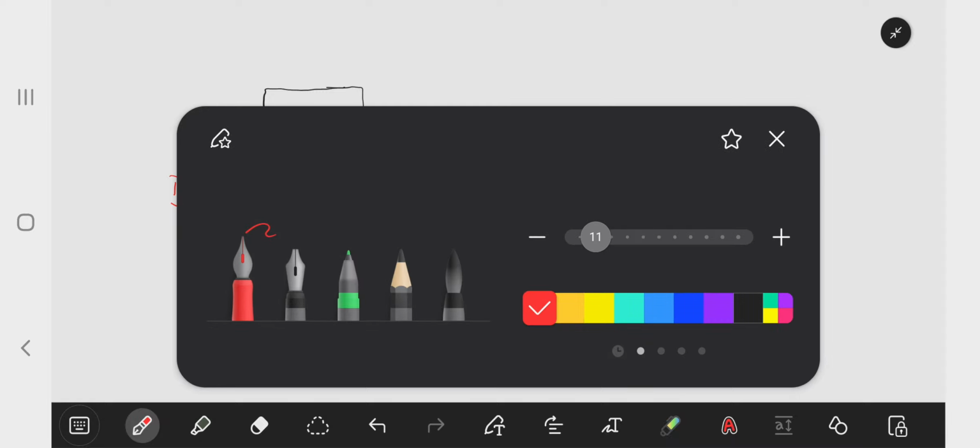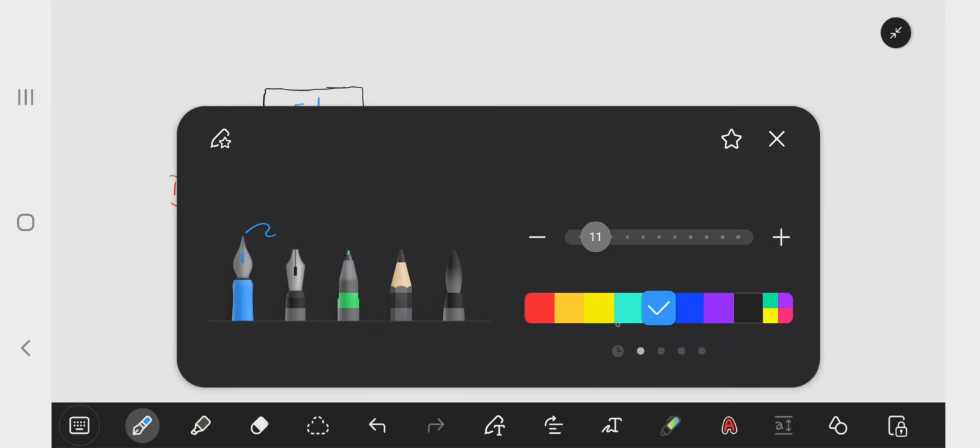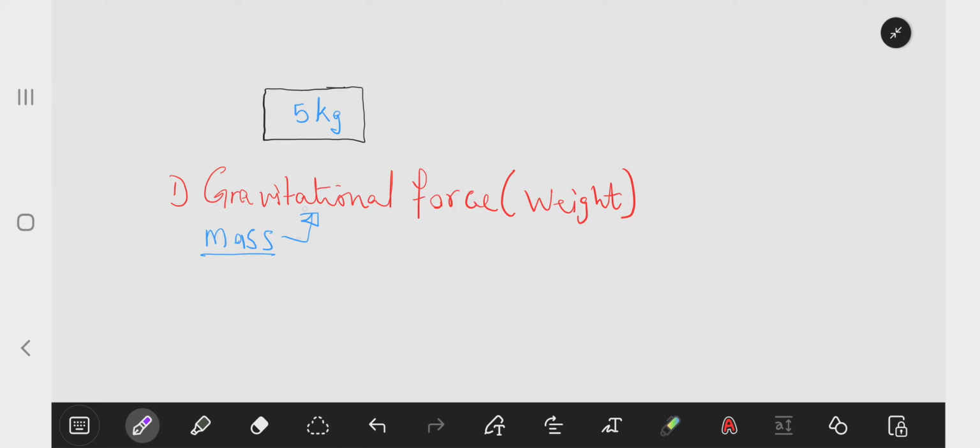So the way you identify whether gravitational force is present is if you're given the mass of that object. For example, in this object, if they say an object of mass 5 kg, then you should know that there is mass, meaning that we should have gravitational force, right? So now, how do we actually calculate that gravitational force of that object?